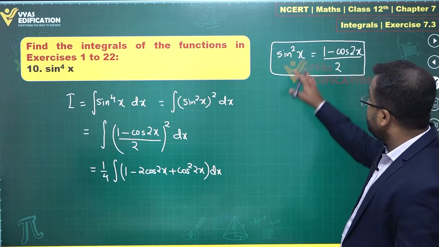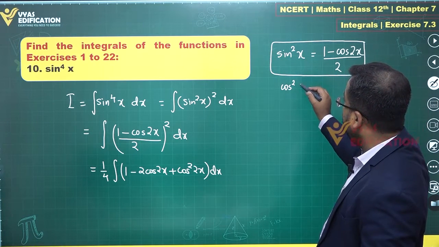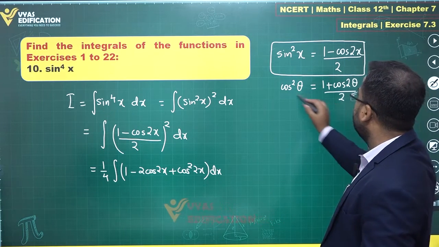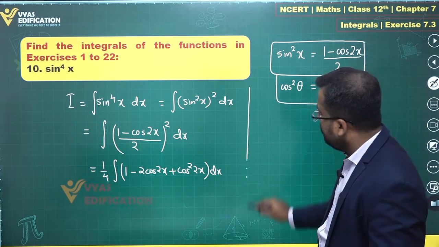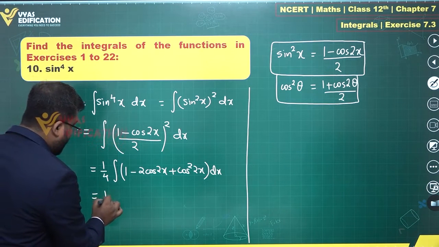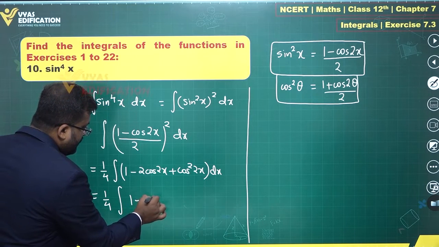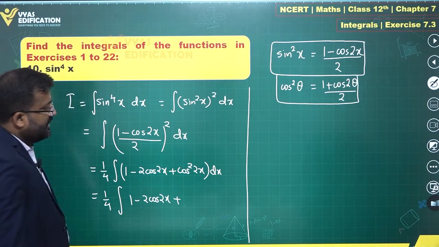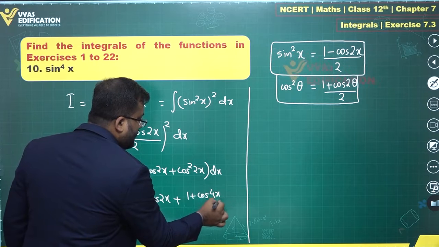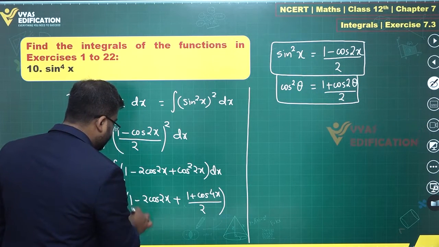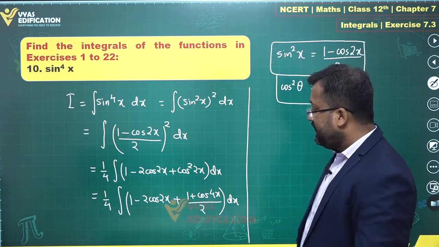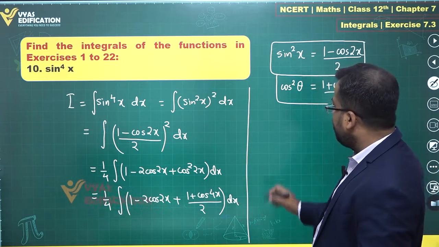So once again, a similar result for cos also exists: cos square theta is 1 plus cos 2 theta by 2. And again, we can use this result in the last term. What do we have? This is 1 by 4 integral of 1 minus 2 cos 2x plus cos square 2x, which is 1 plus cos 4x whole divided by 2, dx. Now each term is integrable, and this is the form in which we can integrate. But one more simplification can be done.